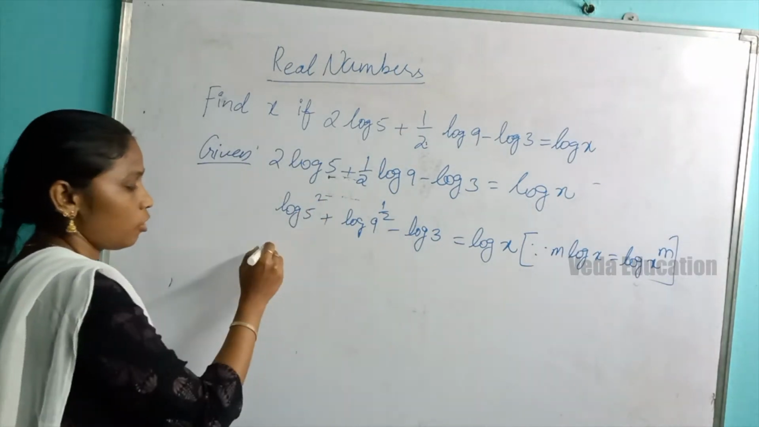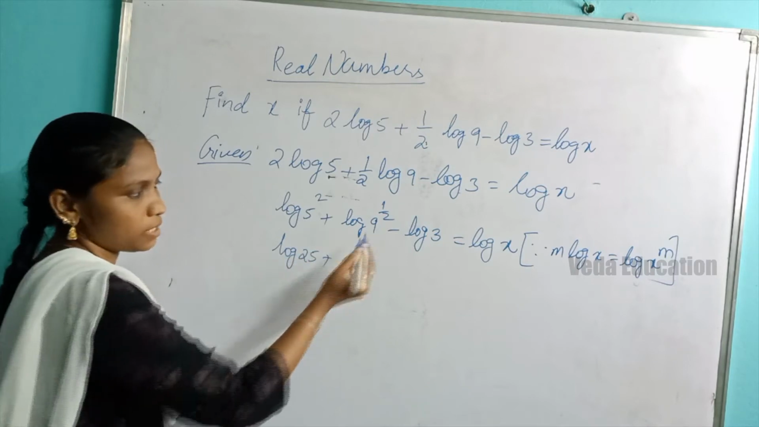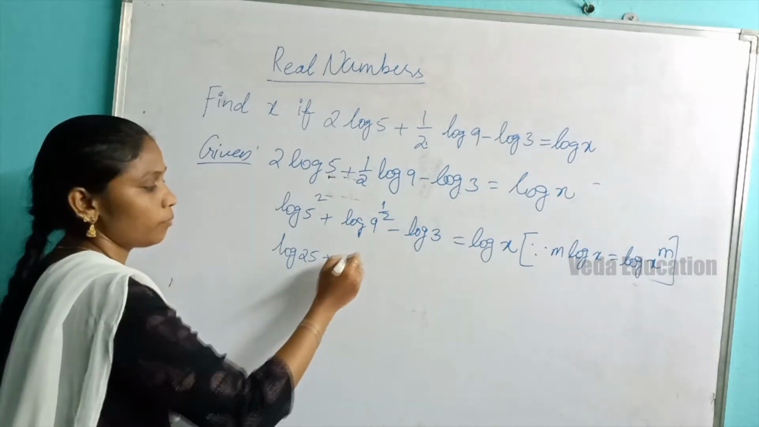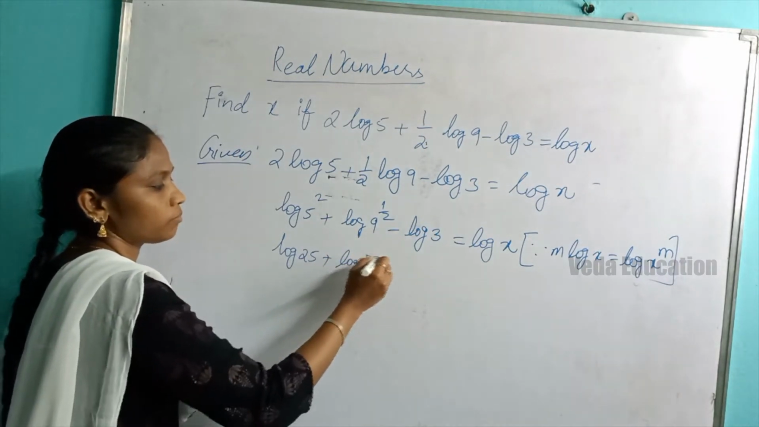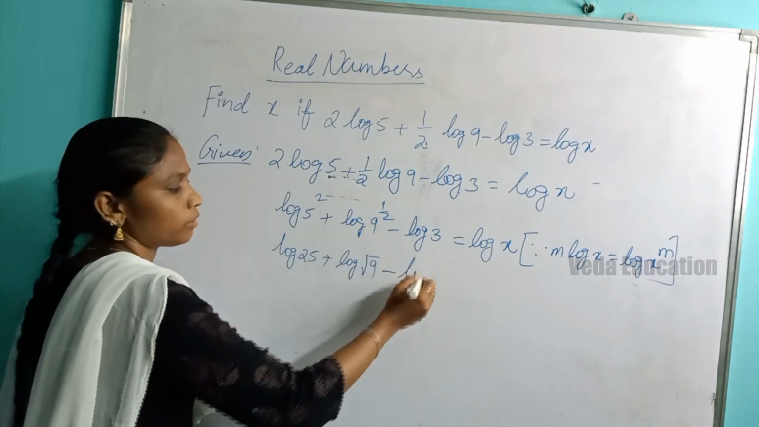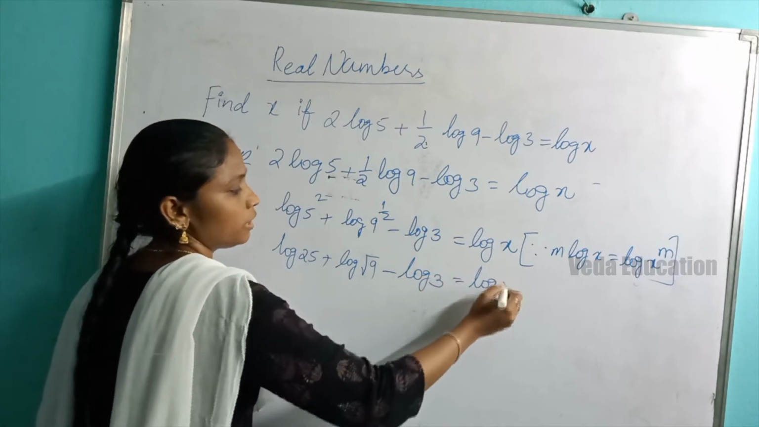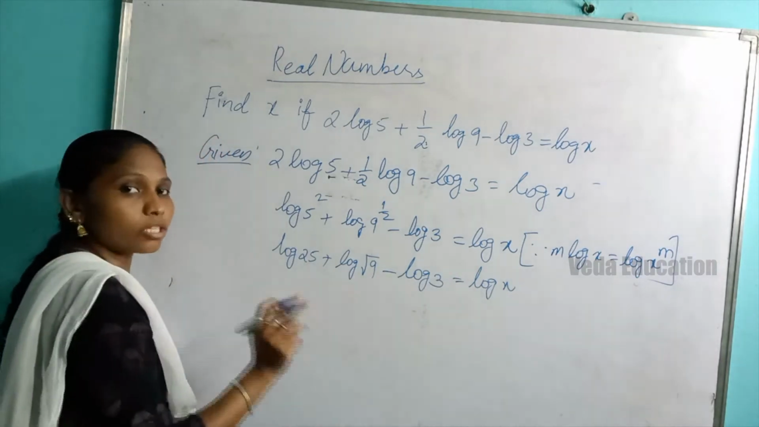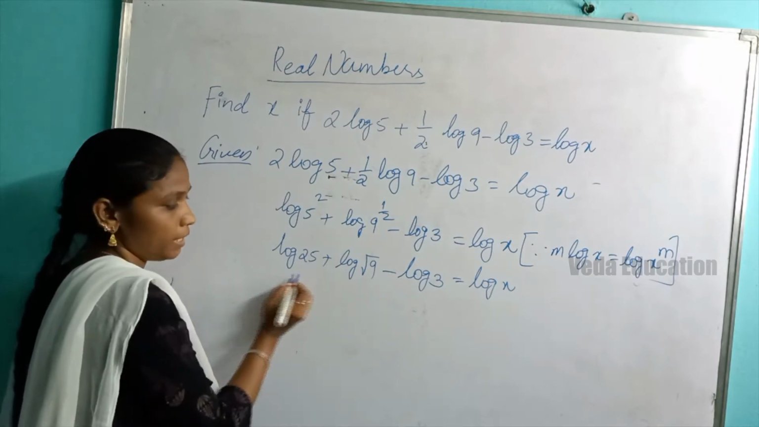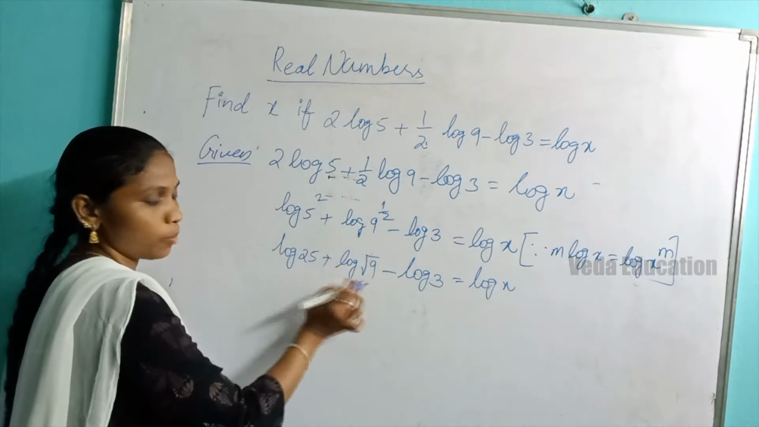Next, 5 square is how much? 25. The value of 5 square is 25, plus 9 to the power of 1 by 2. 1 by 2 means a square root, so apply the square root of 9, minus log 3, equal to log x. In this step we didn't use any laws of logarithm. Next, these two numbers are multiplying and these two numbers are adding. These two numbers are subtracting, minus, and these two numbers are adding.